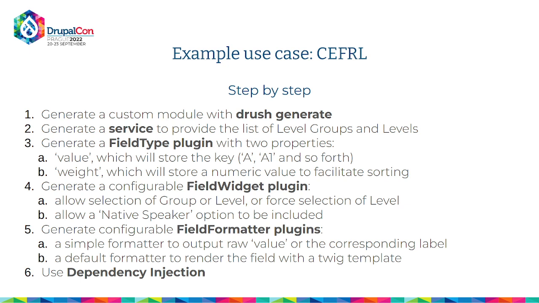So then we can generate a service. We'll just create a service class to provide a list of our level groups and our individual levels. We can generate a field type plugin. In this case, we would add two properties to it, a value property to store our keys and a weight property to store a numeric value. This facilitates sorting down the line.